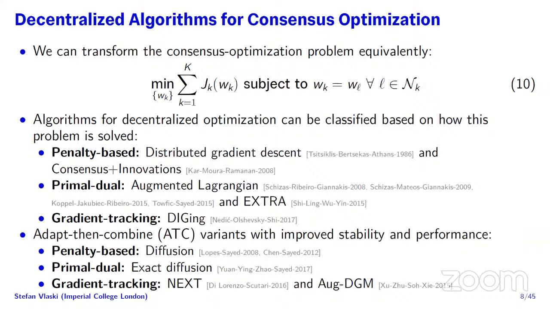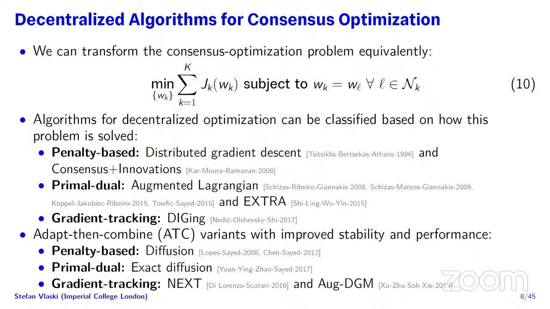Penalty-based algorithms will reformulate this consensus constraint into a penalty and then solve an unconstrained problem, which is, of course, just an approximation, okay? Whereas algorithms based on primal-dual methods and gradient tracking are able to solve the underlying consensus problem exactly, okay? So if the consensus problem is what you're interested in, there are certain advantages to using primal-dual or gradient tracking-based algorithms.